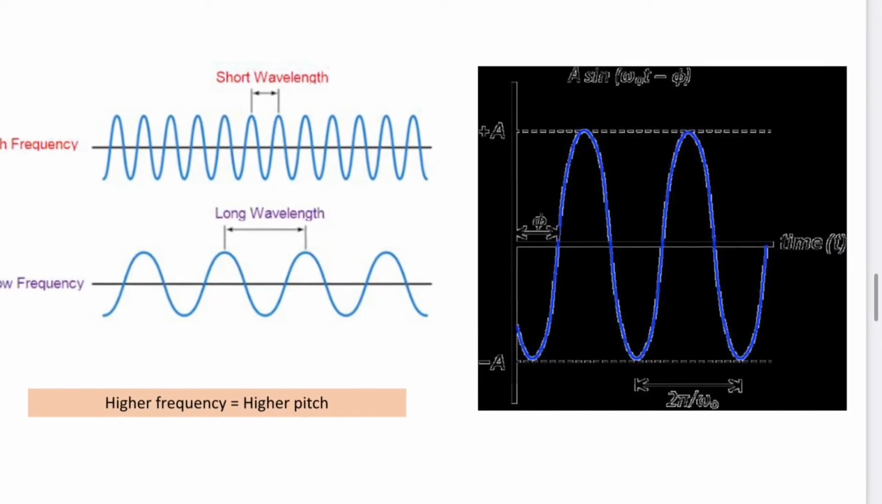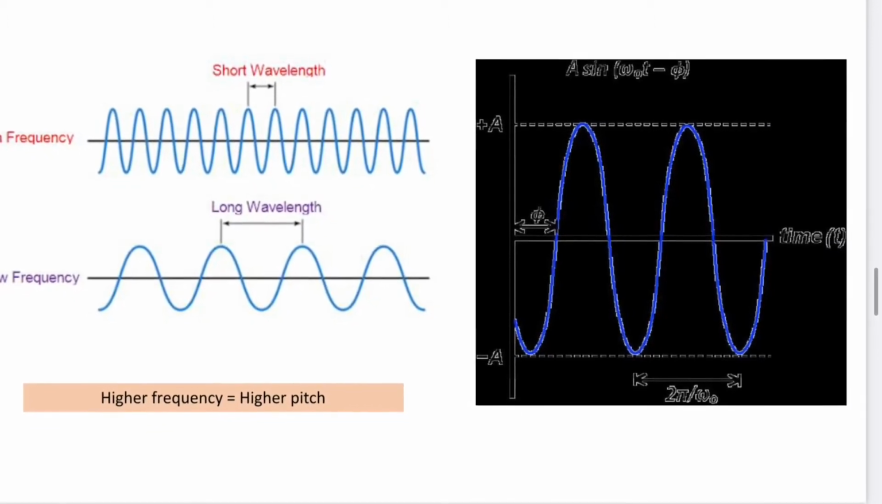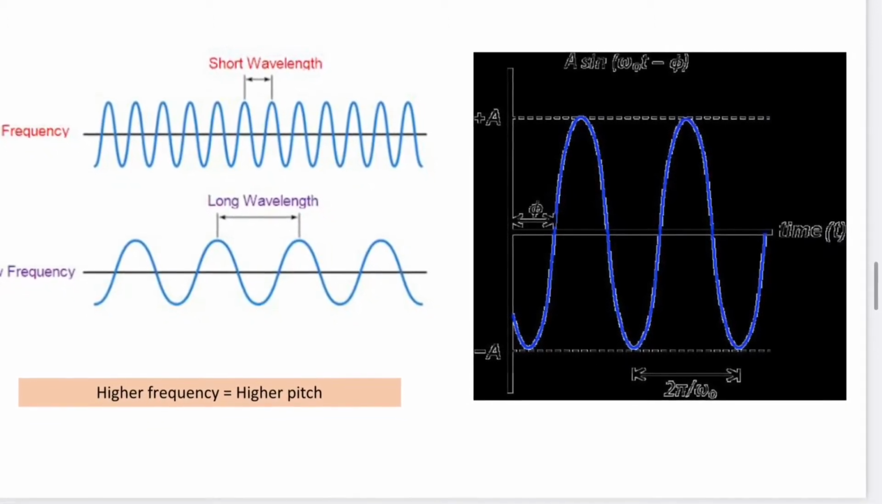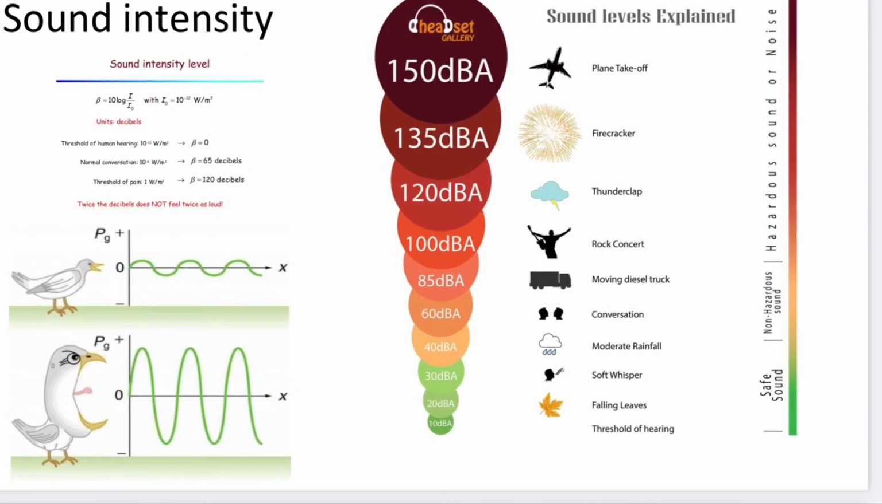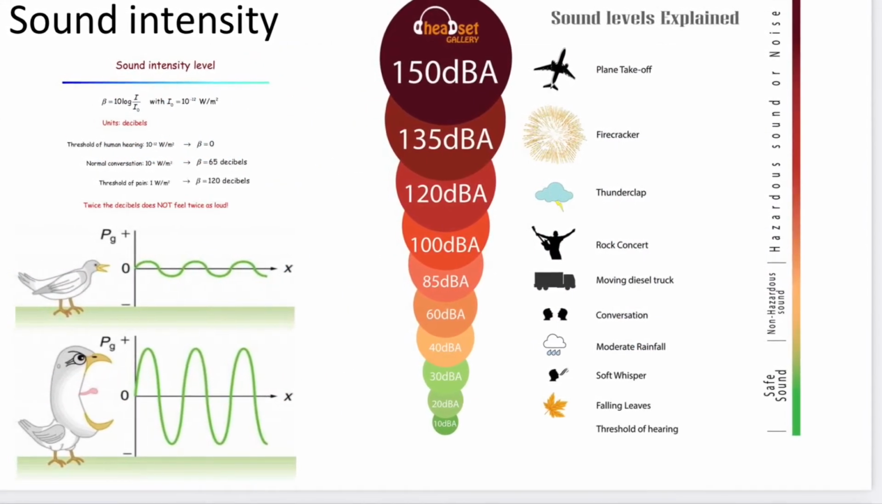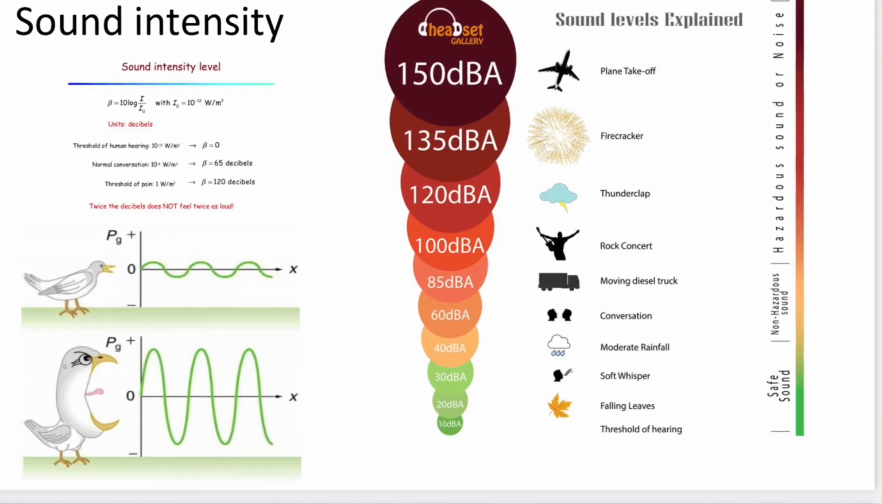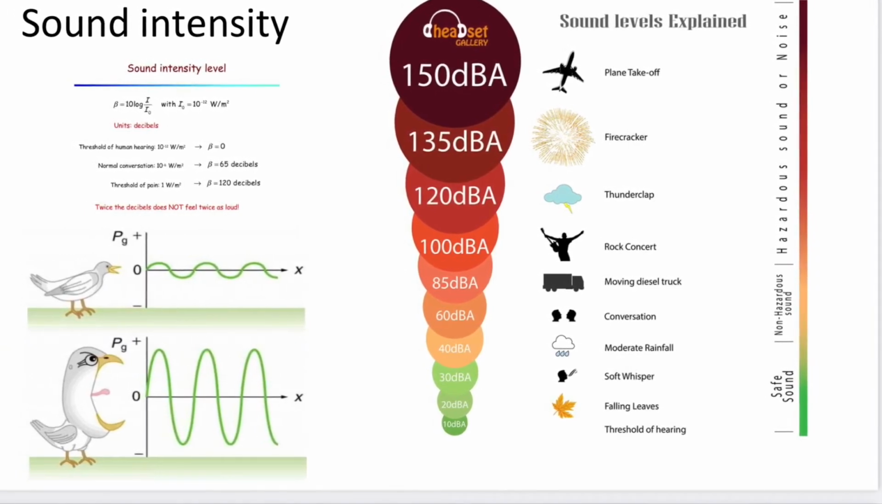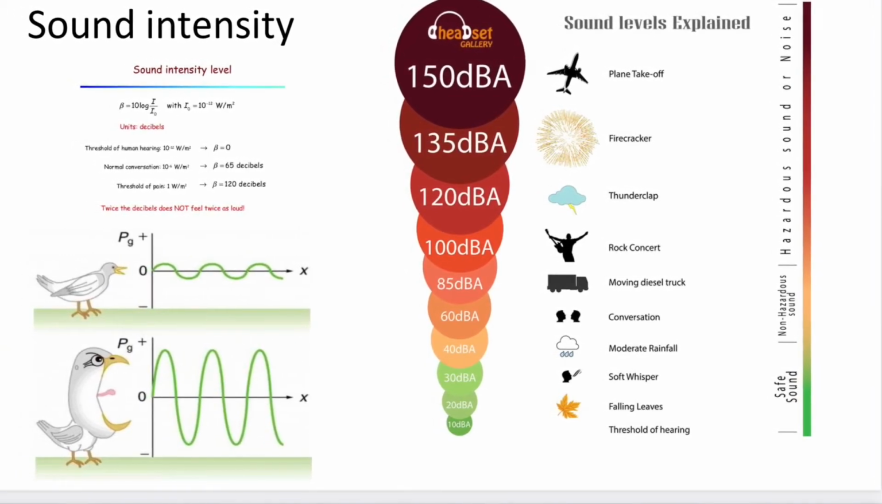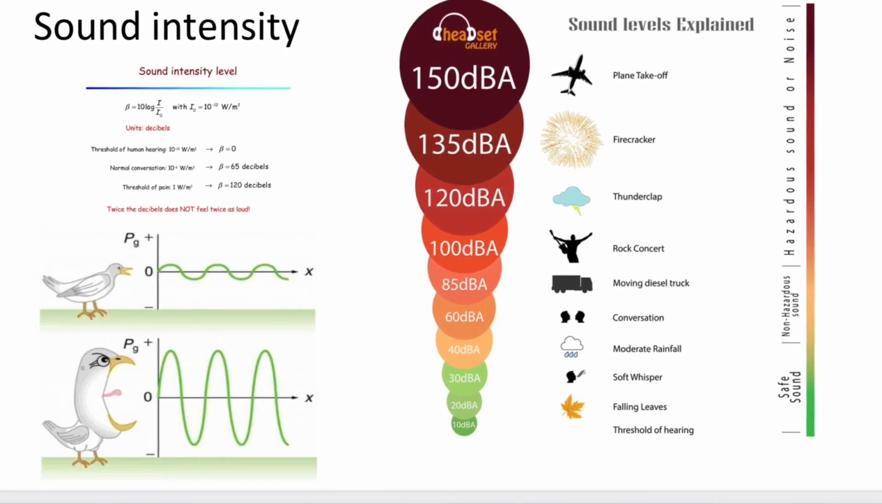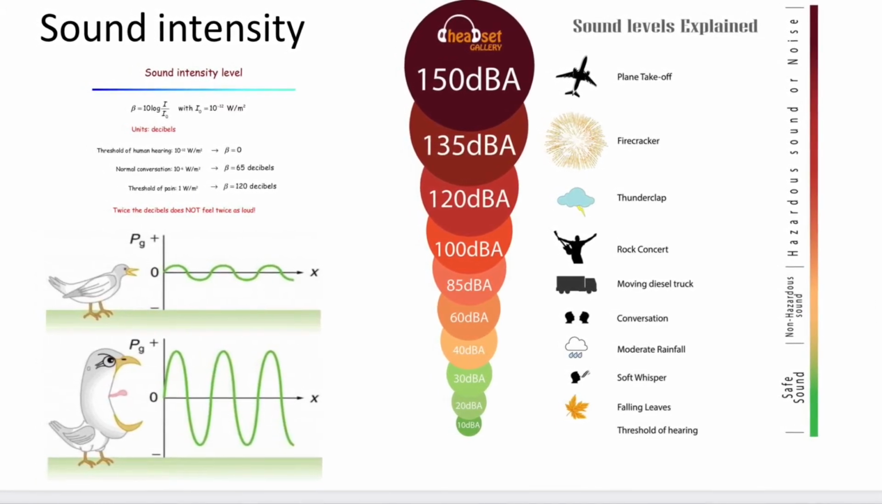The frequency of the sound wave tells you about the sound's pitch. A sound with a higher frequency has a higher pitch. Sound intensity is the power carried by sound waves per unit area. Power is the rate at which energy is transferred by the wave. In equation form, intensity is equal to power divided by the area.